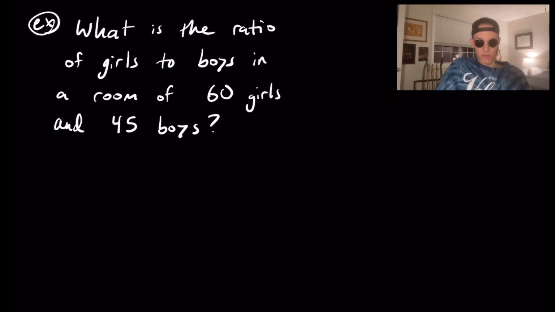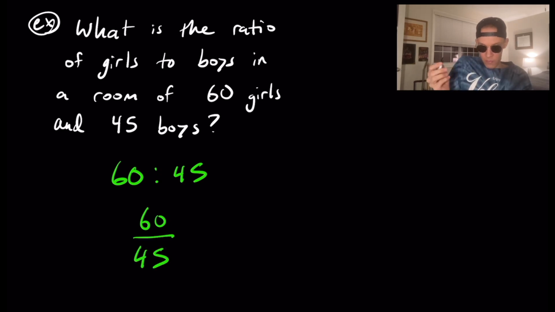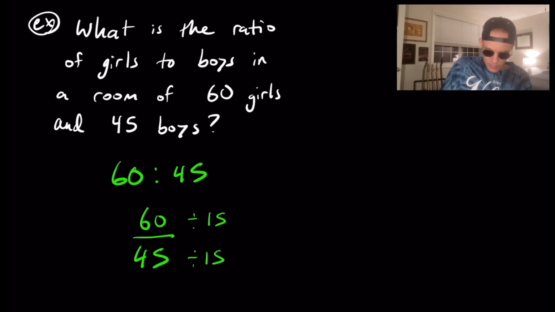All right, what is the ratio of girls to boys in a room of 60 girls and 45 boys? So let's just use that colon again. So 60 to 45, 60 girls to 45 boys. I might then write that as a fraction, 60 over 45. And what number can go into both 60 and 45? Well, that's going to be 15 in this case. So if I divide both the top and bottom by 15, I will get 4 over 3, where there are 4 girls for every 3 boys. Or I could write it like this, 4 to 3.